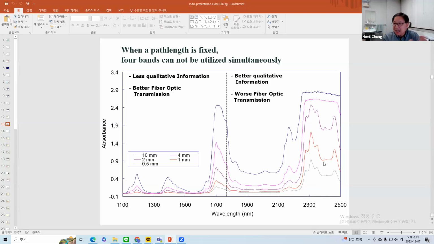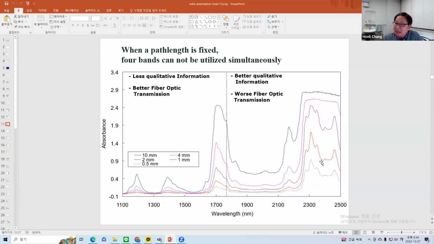I think in the NIR range, you might have a choice to use this range. Also, you might want to use this range, or you might want this range. There are three options, I guess. But among this region, as I mentioned before, the most selective region is here.